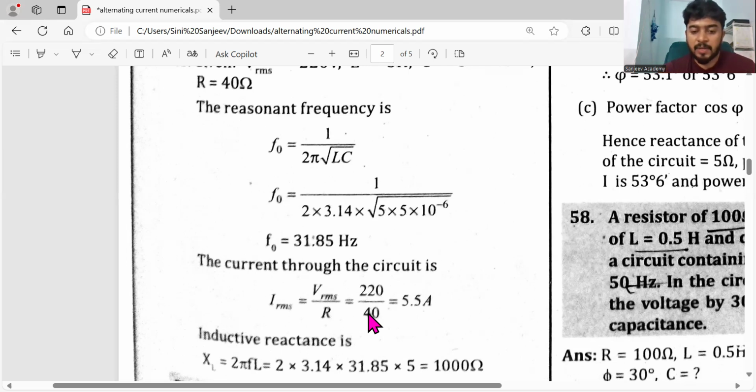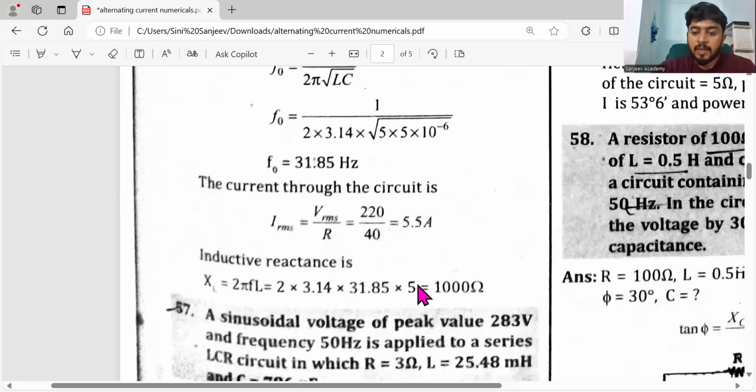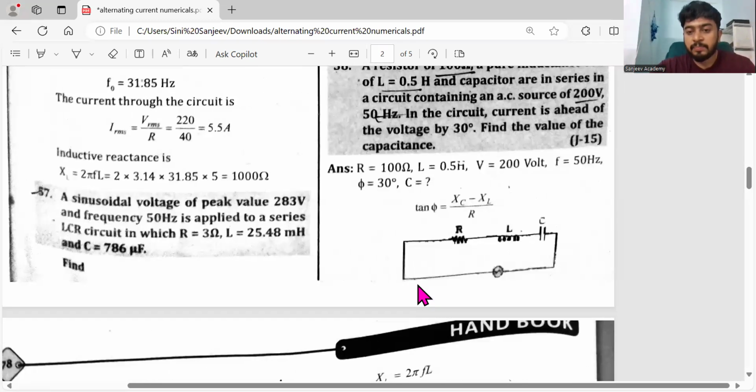Next one, inductive reactance. XL is equal to 2 pi FL. Same formula. Frequency is given. That is the resonant frequency we just found out. So you have to do all the calculation, and then only will you get it. So XL is equal to 2 pi FL. If we just do it, we will get the answer for that also. Now I'll go to the most important question in this.